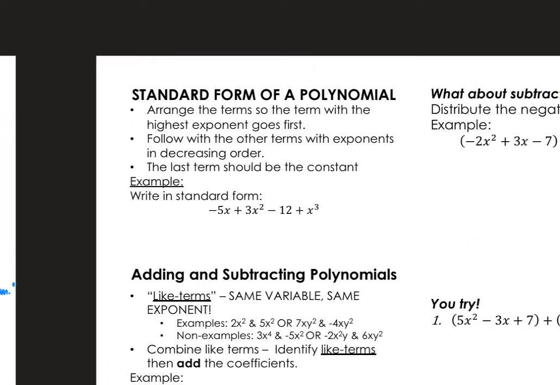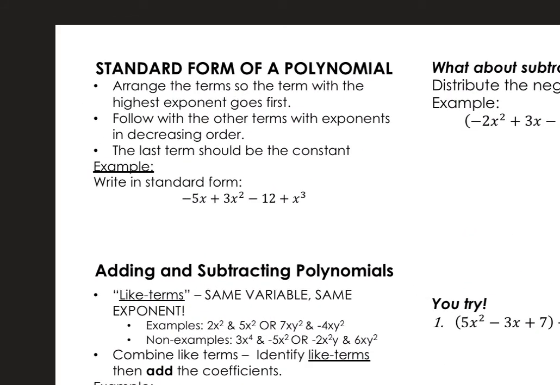All right, so now let's talk about how to write a polynomial in standard form. To write a polynomial in standard form, we arrange the terms so that the term with the highest degree exponent goes first. Then we follow with the other terms with exponents in decreasing order, from highest to lowest. And then the last term should be the constant term if there is one.